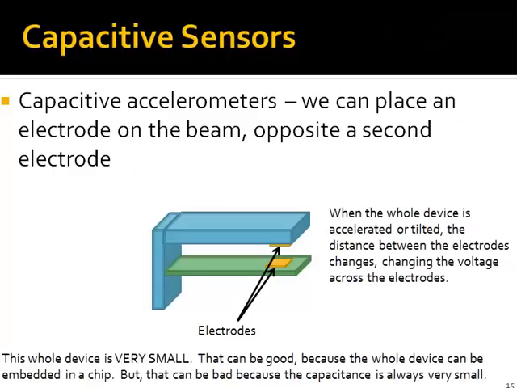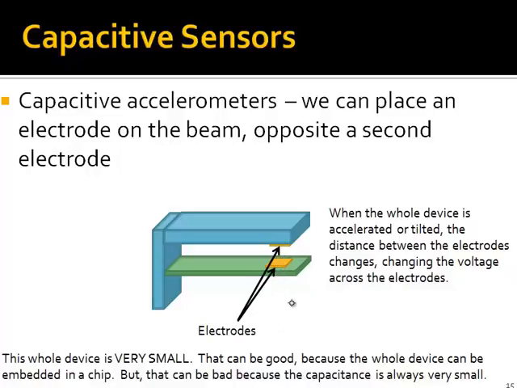Let's take a look at just one more type of capacitive sensor that is often used in robotics. That is the capacitive accelerometer. A capacitive accelerometer is made by creating a structure which consists of a thin beam on the bottom and a thick beam on the top. Electrodes, that is, plates of the capacitor, are placed facing each other on these two beams.